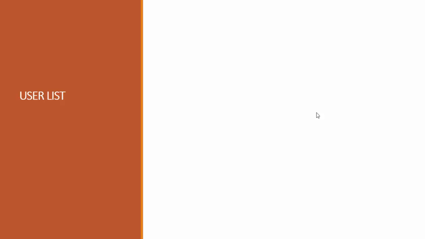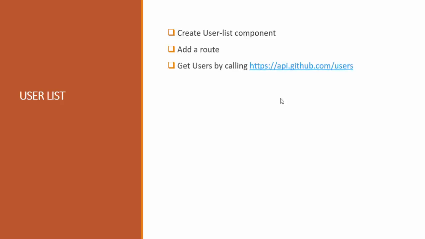It's time to build a user list component. There are a few steps involved in creating this user list component. First, I would like to create a component with basic HTML, then add a route, then call the GitHub API to get the list of users and render them. Let's see this in practice.